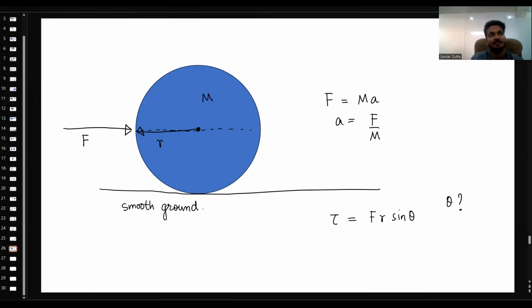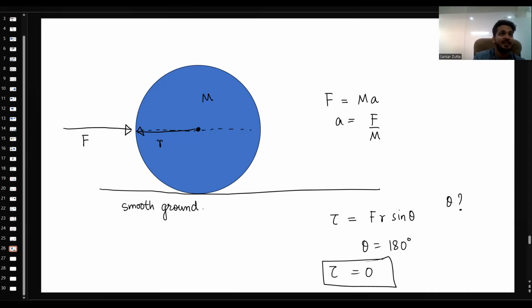So they are in the same direction, the two vectors. How much is theta? Zero. Nope. There's 180 here. Yes. Theta is 180 degrees because force and R are in opposite directions. So when you do F R sine theta, sine 180 degrees, the torque comes out to be zero.